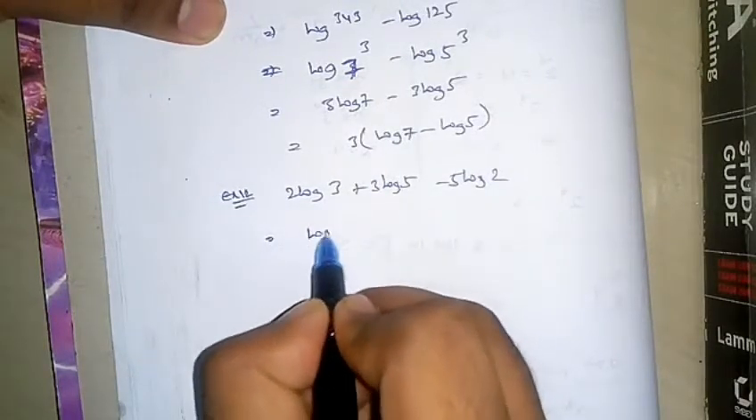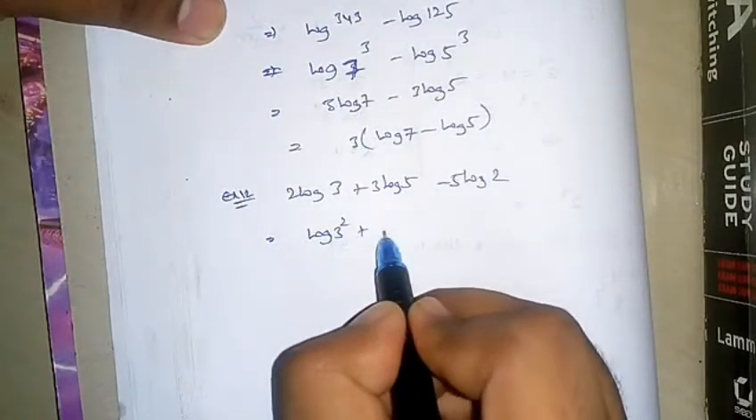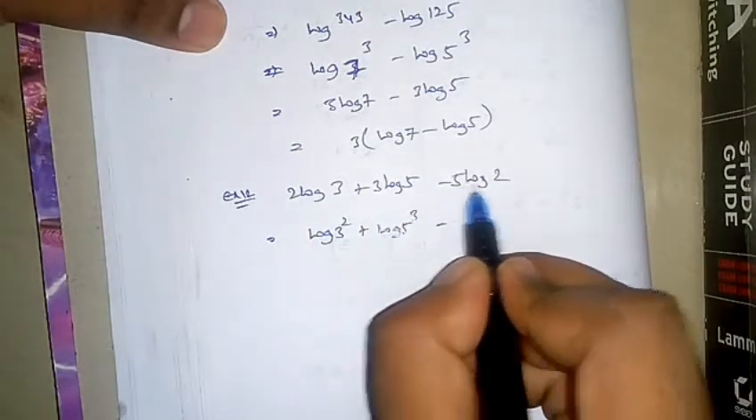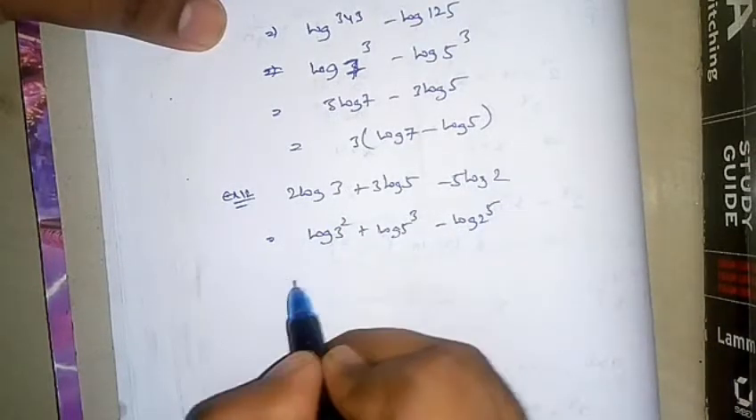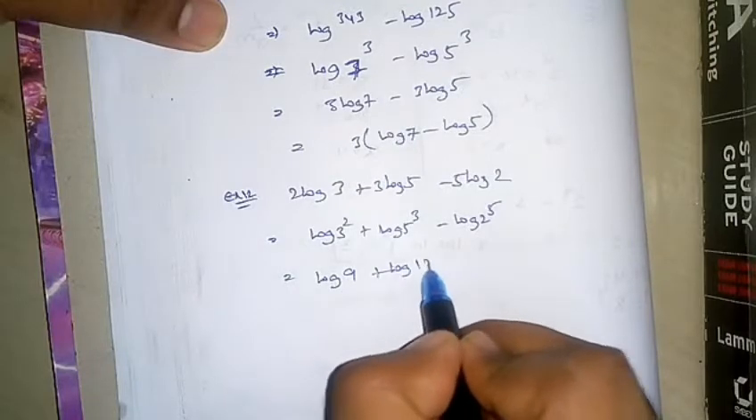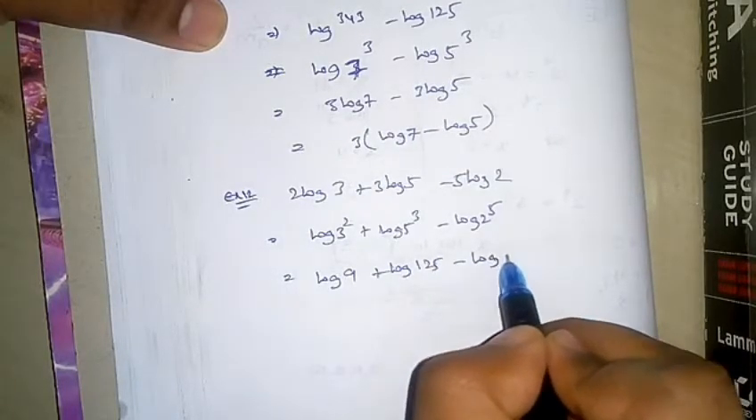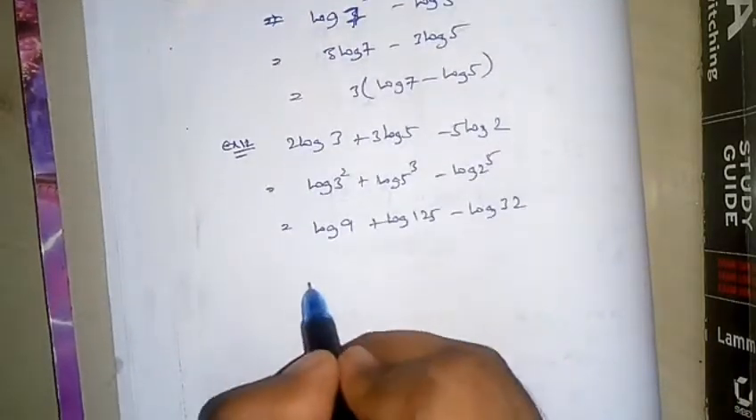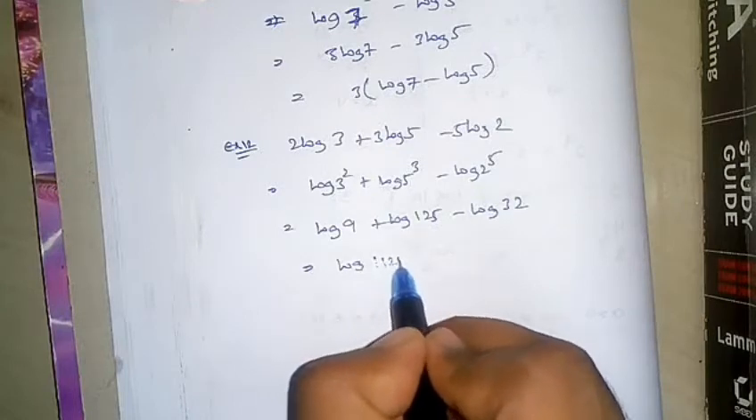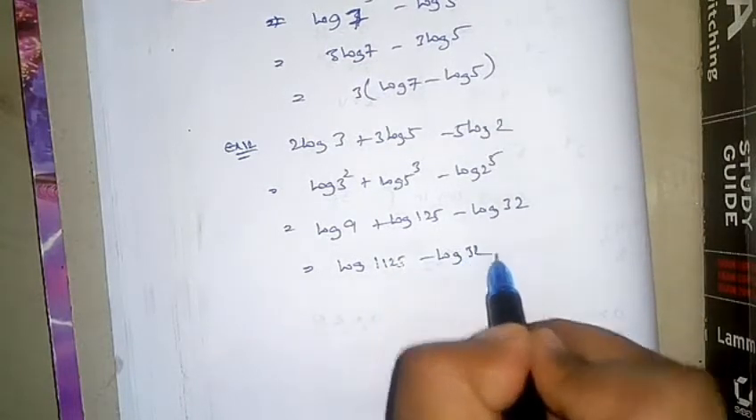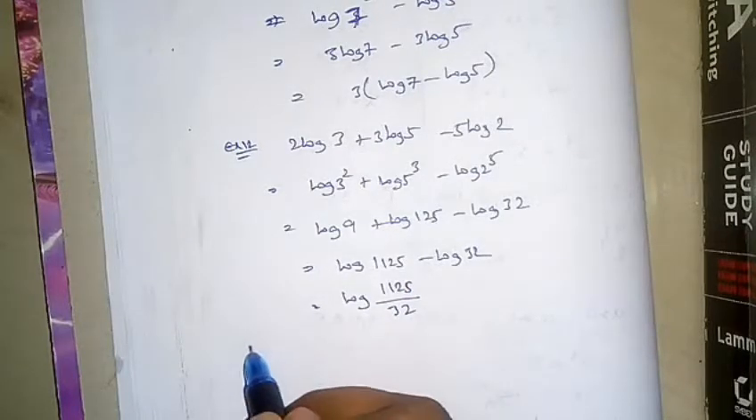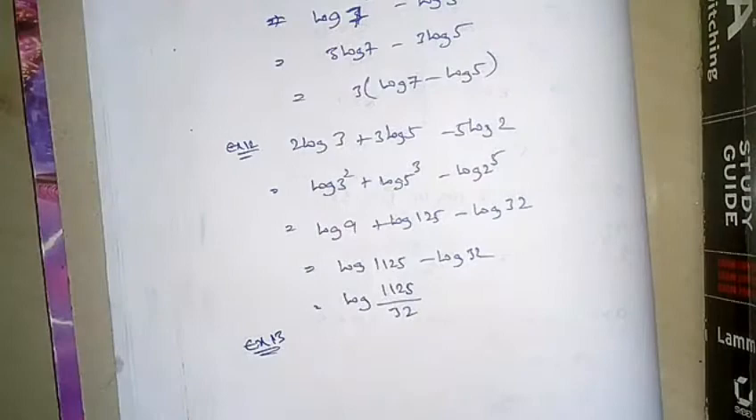So this can be written as log 3 square using the power rule. 3 log 5 can be written as log 5 cube, minus 5 log 2 can be written as log 2 power 5. This is equal to log 9 plus log 125 minus log 32. This is equal to log of 9 into 125, which is 1125, minus log 32. This can be written as log 1125 by 32. That's it. 13th example.